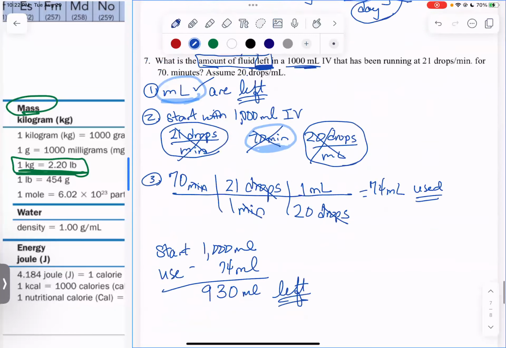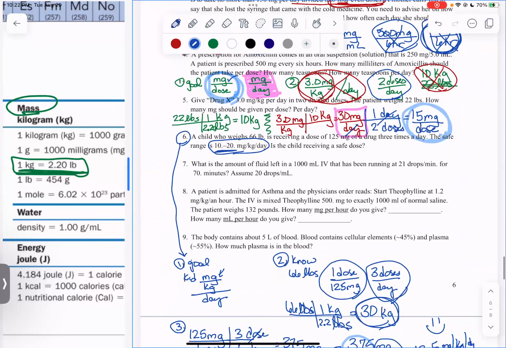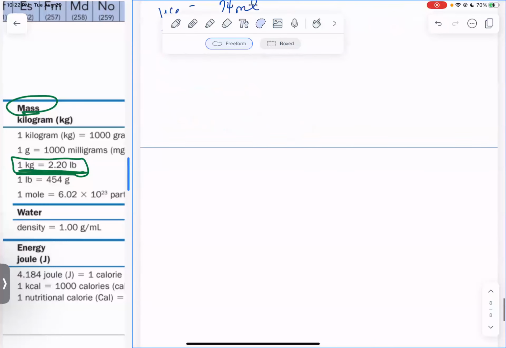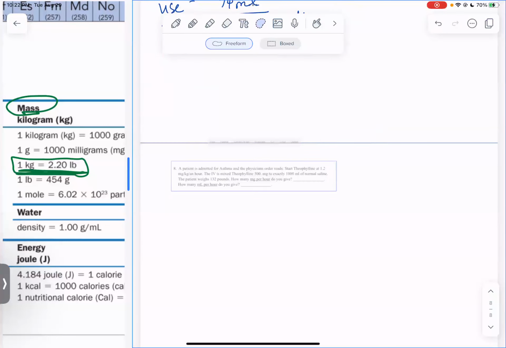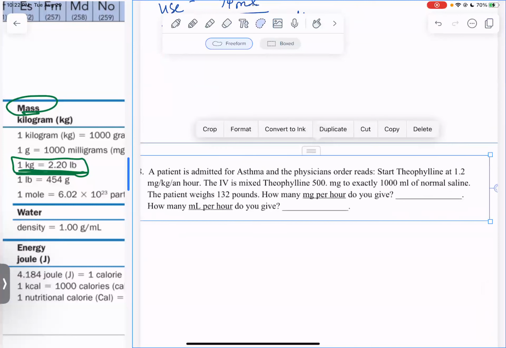Okay, I got to copy these other problems. Okay, number 8. Number 8 right there. Ooh, that's small. Okay.